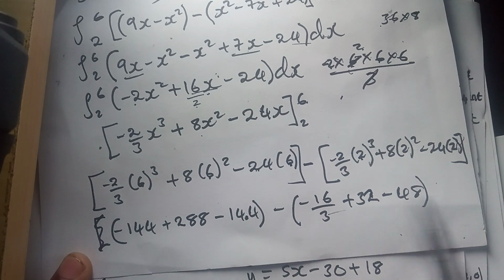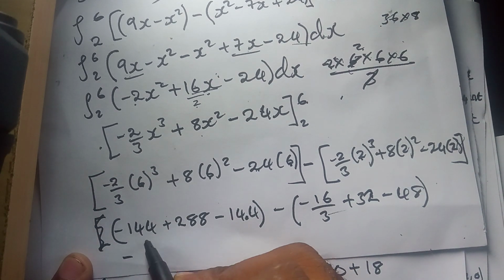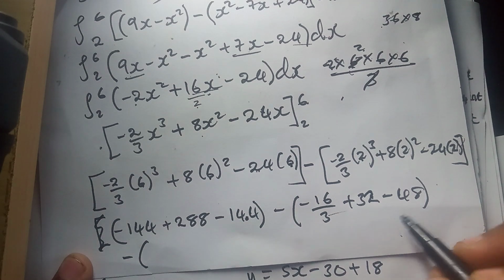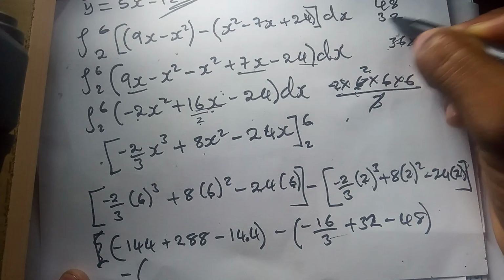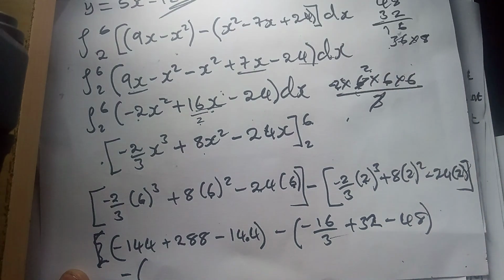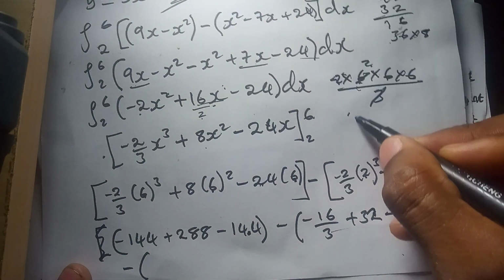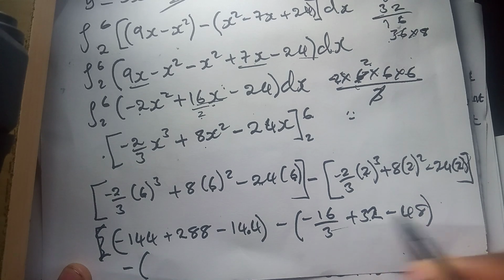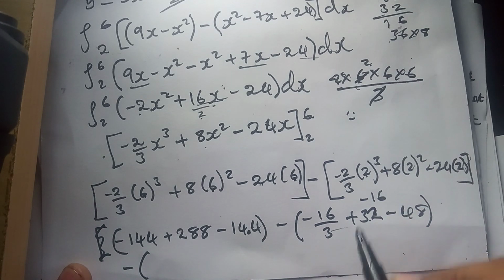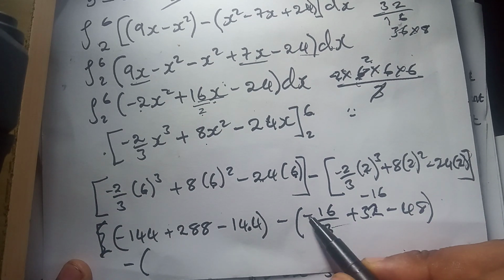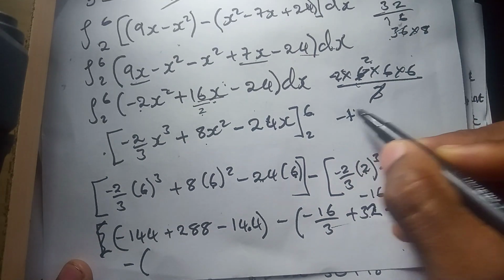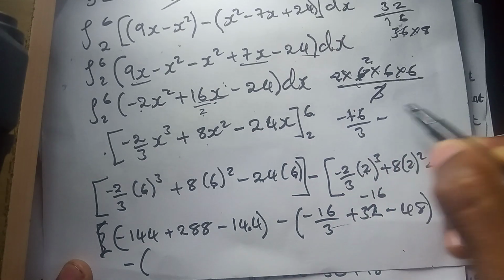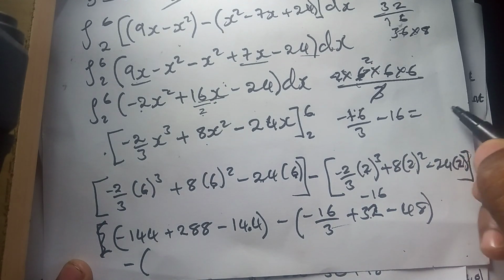So our area will come from this side. So we have a negative here. And then 48 minus 32, this is just like a 16. So we have, this is 16, negative 16 rather. So we can say negative 16 over 3 minus 16. Let's just do it from here. Negative 16 over 3 minus 16.